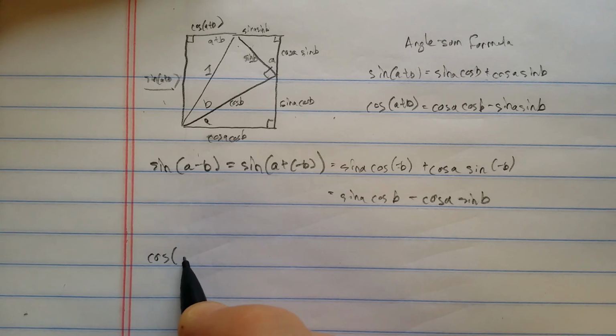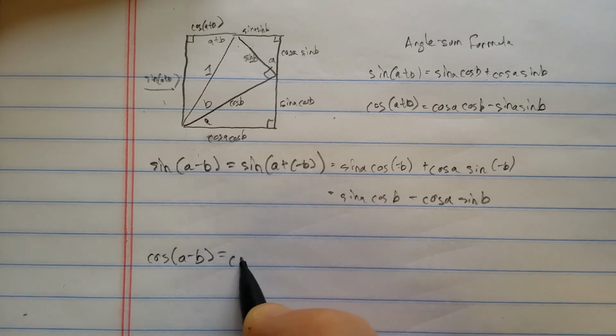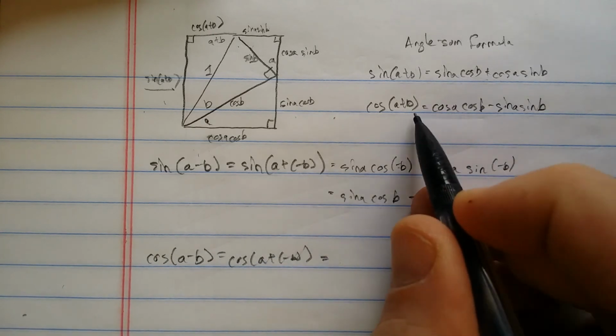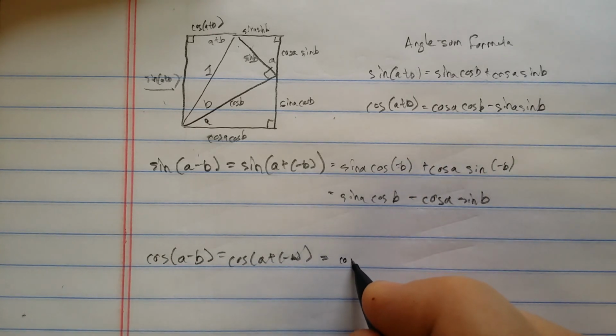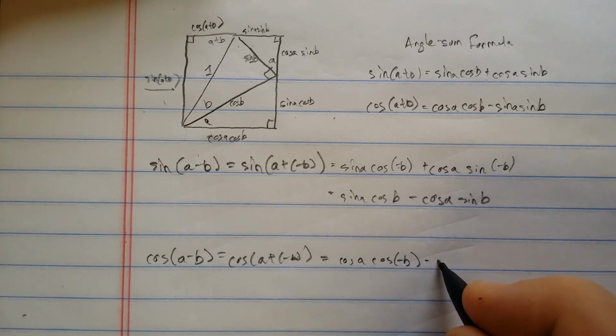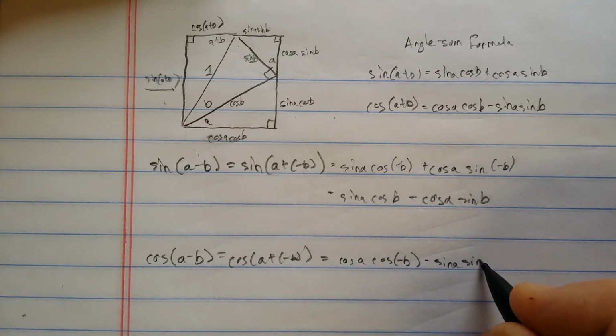Difference formula for cosine. Do the same kind of thing. Apply this formula. Cosine of the first, cosine of the second, minus sine of the first, sine of the second.